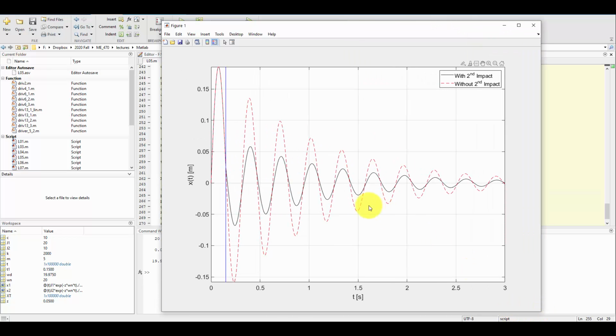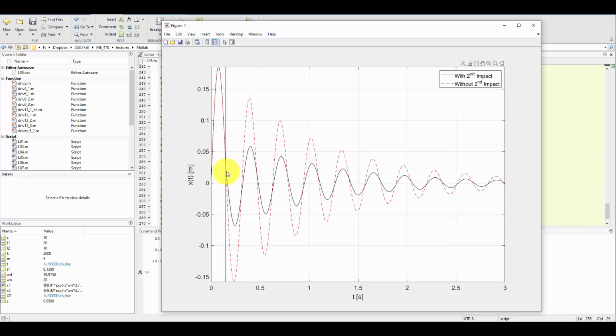And we see here the responses. Again, black is with the second strike, red is without. In this scenario, the effect is the opposite. If we look at the amplitude of the system with the second impact, its amplitude gets less compared to the system where we only impacted it the first time. So let's see why that's happening. Again, all we changed is striking it sooner.